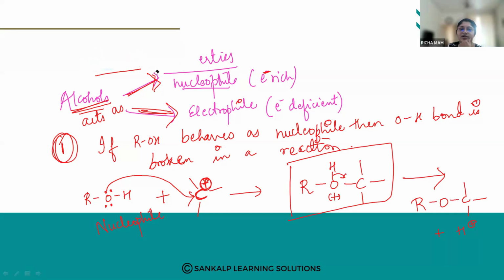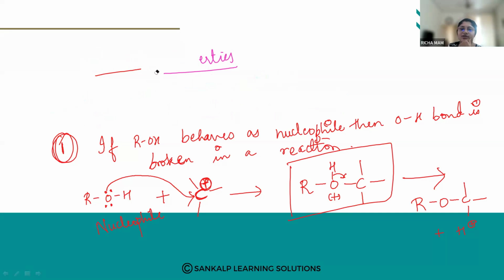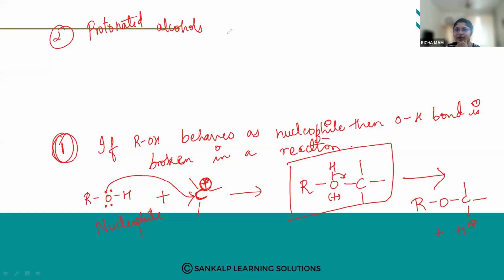So next is when alcohols are acting as an electrophile. So let us see. Here, protonated alcohol. Whenever you have protonated alcohols, protonated means what? When the H plus ions attack the alcohols, you get a protonated alcohol. So protonated alcohols act as electrophiles.